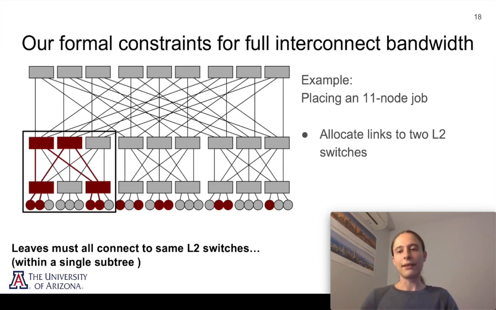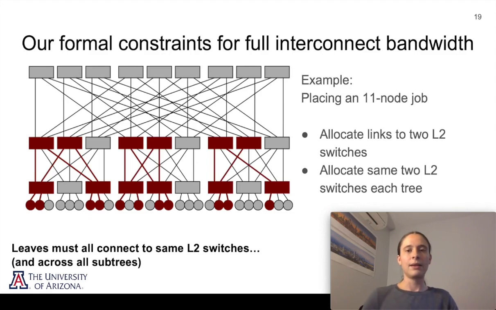Now the next set of constraints have to do with how we select links or switches to connect to. So within a subtree, the leaves that have nodes allocated must connect to a common set of L2 switches. Here both leaves have to connect to the same first 2 switches in that subtree. Then across subtrees, every subtree actually has to connect to the same set of L2 switches as the other subtrees. So in this example, you can see since the first tree had connections to the first 2 L2 switches within that tree, the other trees must also use the first 2 L2 switches within the tree.